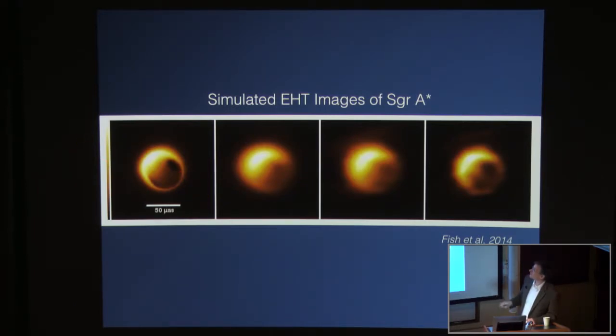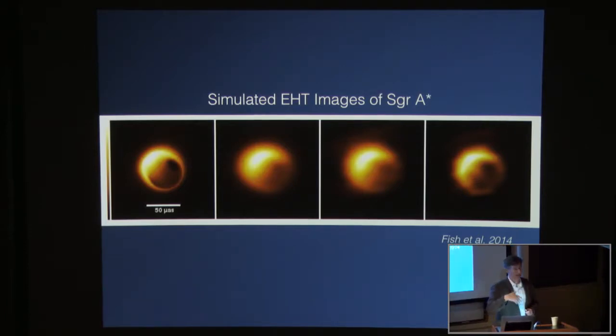So this is a model, and unfortunately, this model has to be processed as the millimeter waves travel through the intervening interstellar electrons, and there's interstellar scattering, which produces an image that looks something like this. The size of the scatter broadening kernel is comparable to the size of the event horizon at 1 millimeter, and it goes away as lambda squared. So at shorter wavelength, it shouldn't be important.